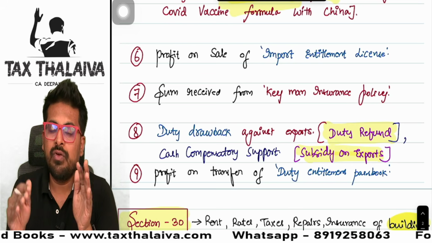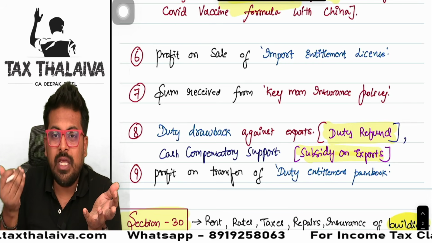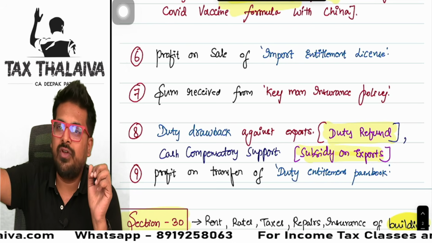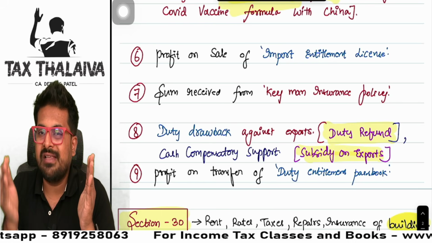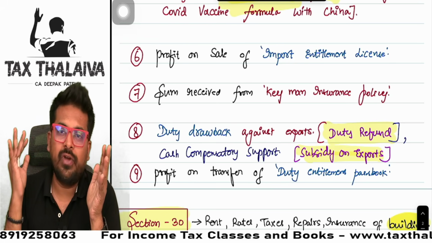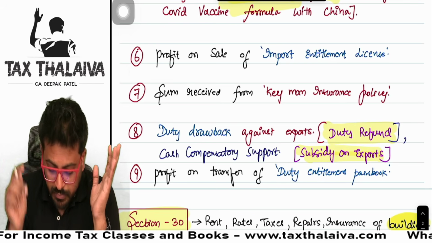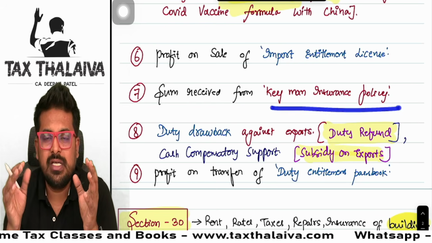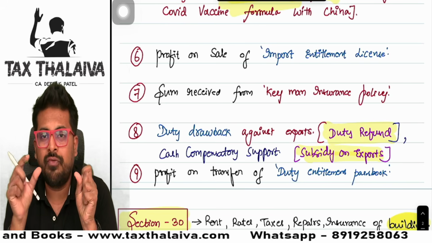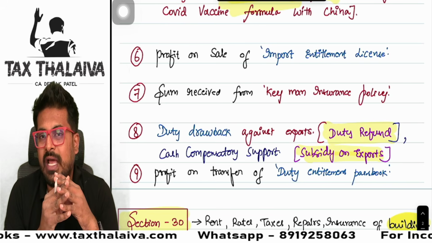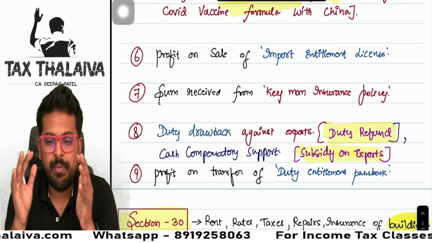So someone asks you, we want to import, but we do not have a license. Can we use your license? Please give us your license. We will use that 50 crores for import of our products. In that case, if you transfer the import entitlement license to someone, and you earn some profit out of that license, that is also taxable under the PGBP head. Sum received from a key man insurance policy. Generally, companies take insurance for the key man, like the CEO or CFO of a company, and if any insurance amount is received by the business, that is also taxable under the PGBP head.